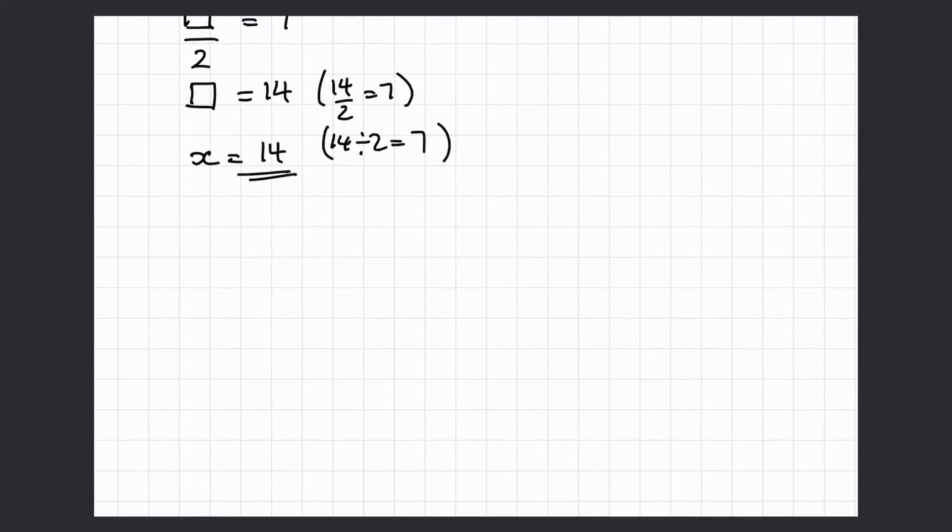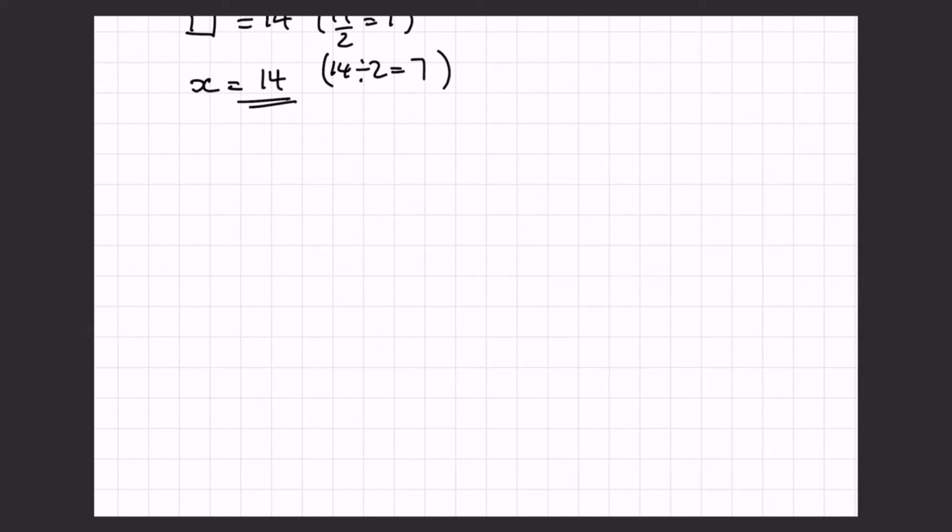And just look at one more. Let's use the letter t. T over 6 is equal to 4. What number, such that if I divide it by 6, is going to give us the answer 4?